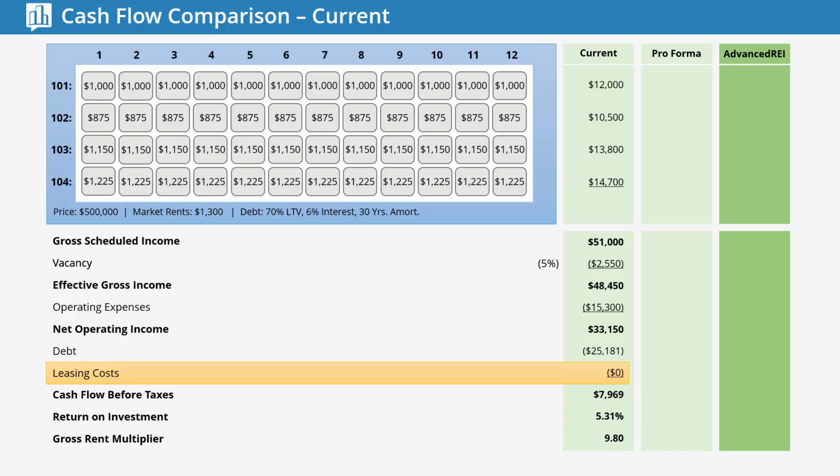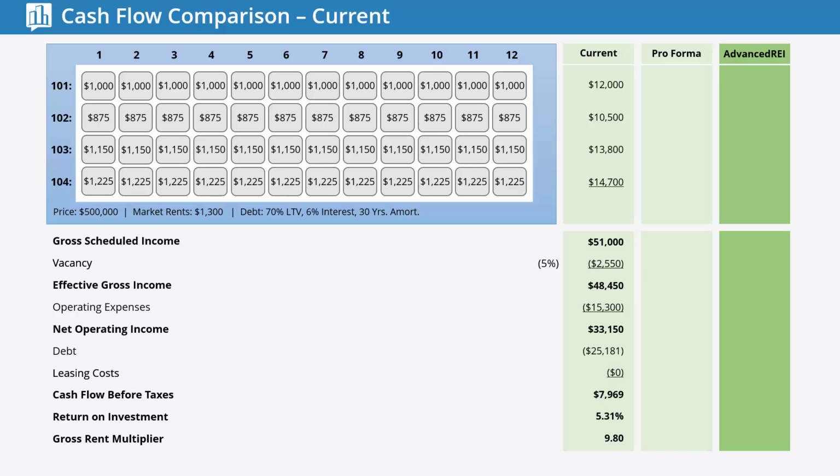Now, in addition to underreporting the income, the current cash flow statement also excludes leasing cost. These are real costs and need to be included in the cash flow statement. But understand, we're faced with the same problem we had with the vacancy factor. Since we're not identifying vacant units, there is no way to accurately determine leasing cost.